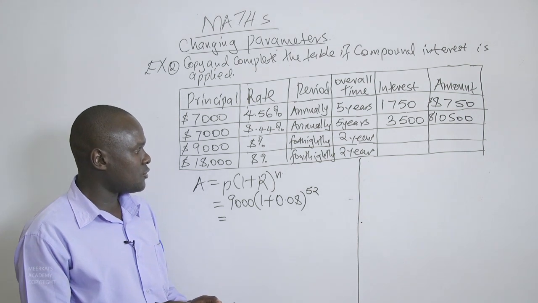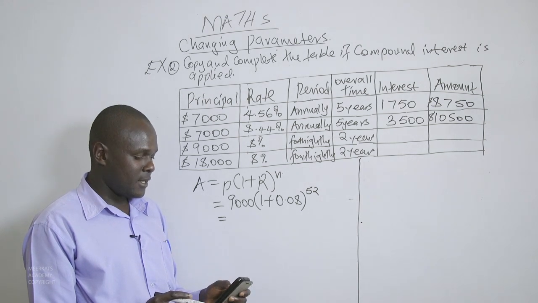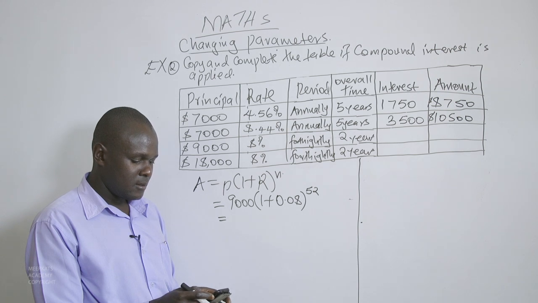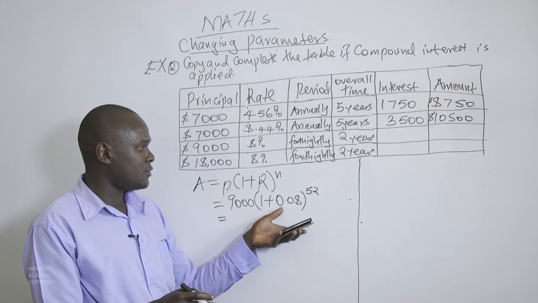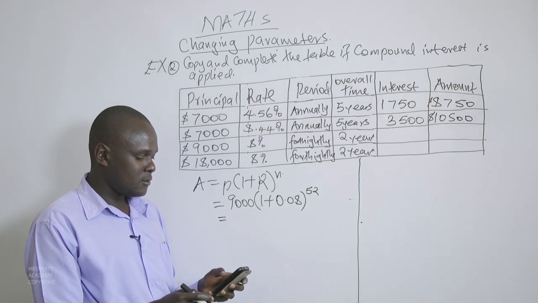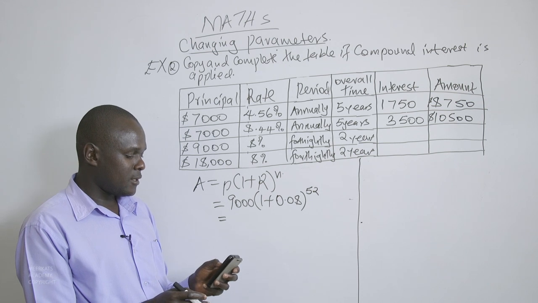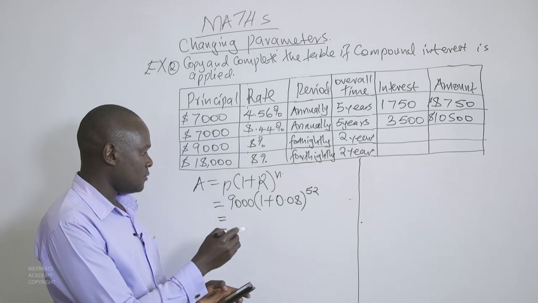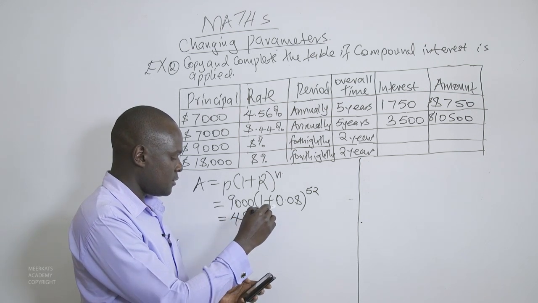So we have 1.08 raised to power 52. Then we multiply that by our principal. Let us relook at 8% being divided by 100. It is 0.08. Then we add 0.08 and 1. Then we multiply by 9,000. This is giving us 49,200.